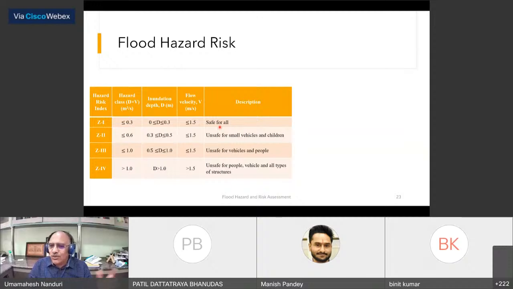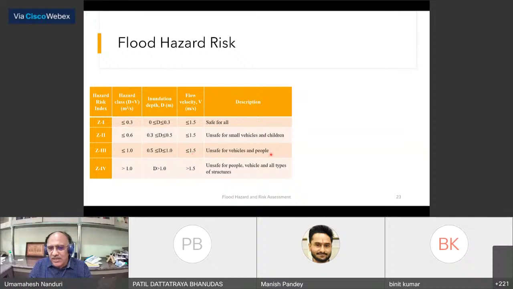there's no hazard to anyone. It is safe for everyone. But when the depth of flow is more than 0.3 but less than or equal to 0.6, meaning the inundation depth is between 0.3 to 0.5 meters, and the velocity of flow is still less than 1.5 meters per second, it is unsafe for small vehicles and children. And zone 3 is when D is less than or equal to 1, the depth of inundation is between 0.5 to 1 meter, and velocity is still less than 1.5 meters per second.